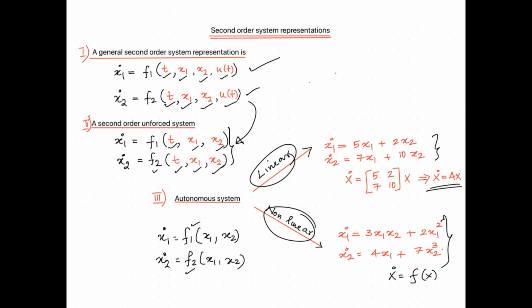So, a non-autonomous system would be something of the form x1 dot is equal to 5t x1 plus 2 x2, and x2 dot is equal to, maybe I can take it as, 10 x1 plus 2t x2. In this case, since the t value is explicitly seen in the equations, we can see that they are not autonomous systems.